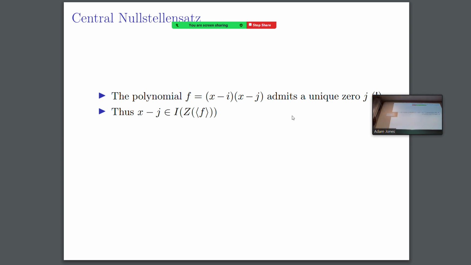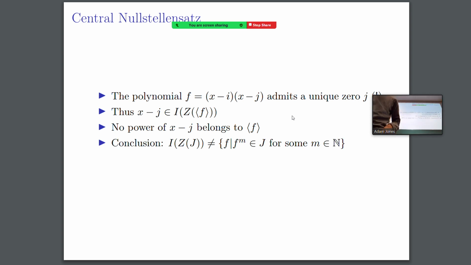Okay, so we have this polynomial. It has only the zero j, which means that the polynomial x minus j vanishes at all the zeros of f. But you can directly check that no power of x minus j belongs to the ideal. So I of Z of J is not what you would expect. Well, if it's not what you'd expect, then what is it? That's the question. You should have some description.